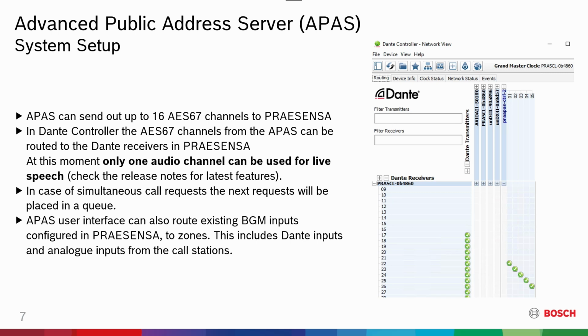APAS can also route existing BGM inputs. So for example, if you've configured your system with PRAESENSA and you've got Dante inputs fed into that one, we can route those via the APAS interface as well.